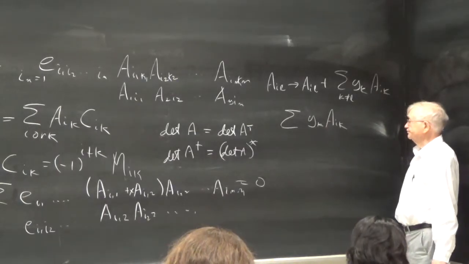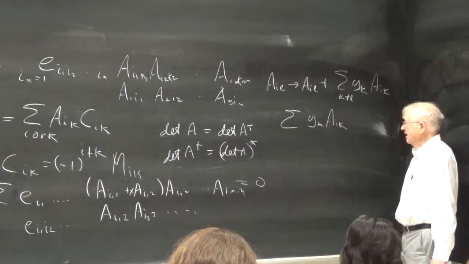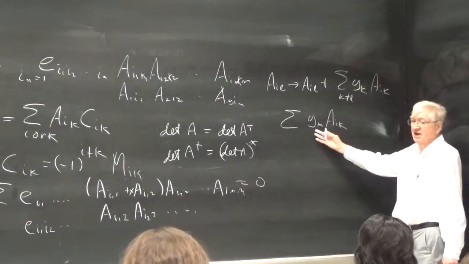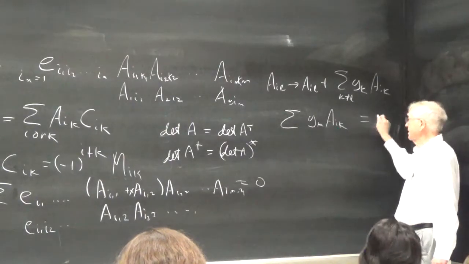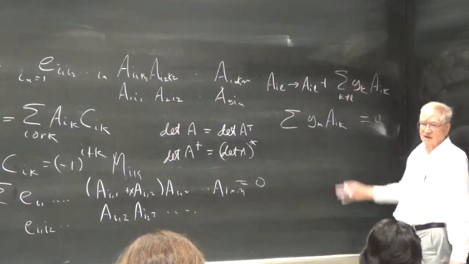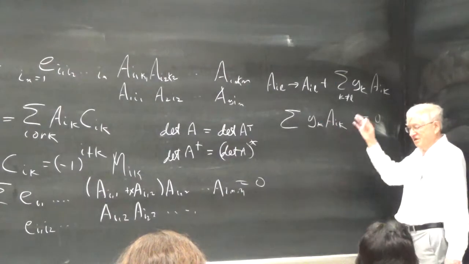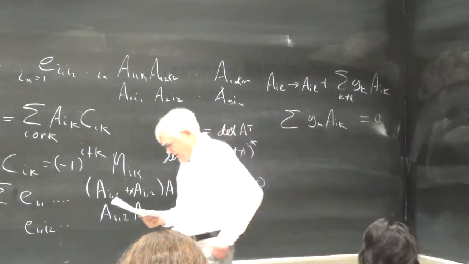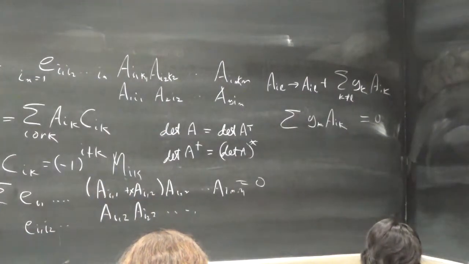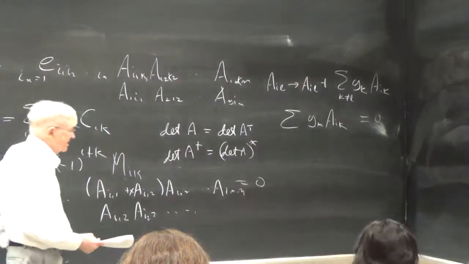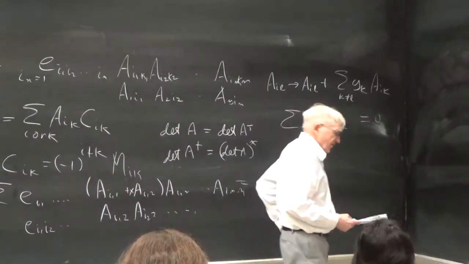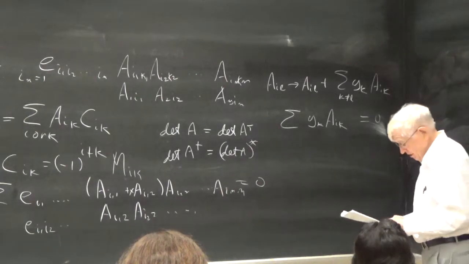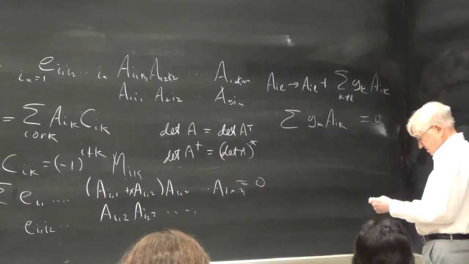And if the columns are linearly dependent, then you can find y_k such that this vanishes. But that means that you've made one of the columns vanish. And if one of the columns vanishes, the determinant certainly vanishes. And so the determinant of any matrix whose columns are linearly dependent vanishes, and the same thing for any matrix whose rows are linearly dependent.